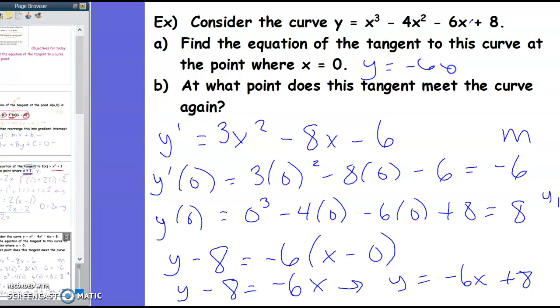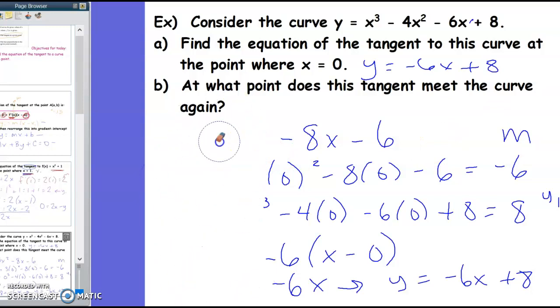Negative 6x plus 8. Okay, because I need to erase the rest of this screen so that I'll have space to do the rest of the question. And so I need a place where I can just remember that particular thing. So let me erase all the work we did here.